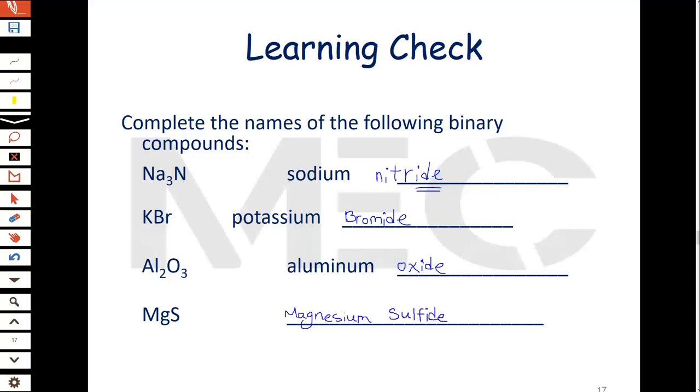I emphasize on IDE, which we need to add at the end, and we need to name the positive ion or the metal first. Okay.